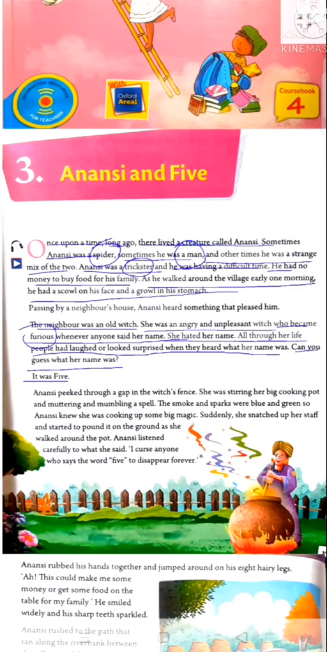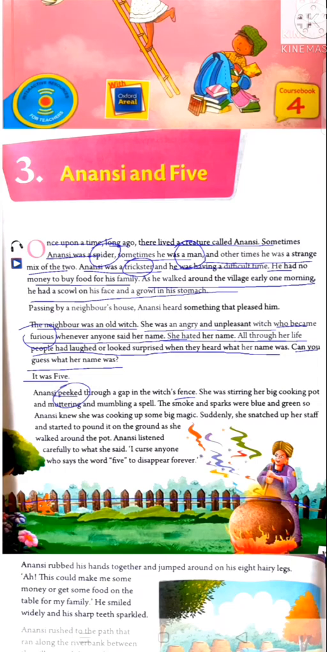So, what happens in this particular paragraph? In this paragraph, we get to know that Anansi peeked through the gap in the witch's fence. What does fence mean here? Fence means the outside boundary which is given so that no one can enter without permission. That is the fence, the boundary given to restrict someone from getting into a particular area.